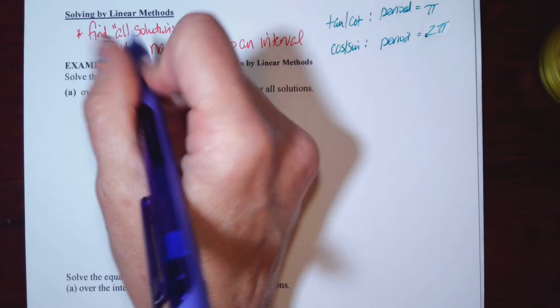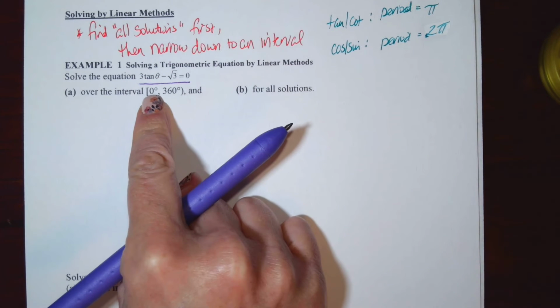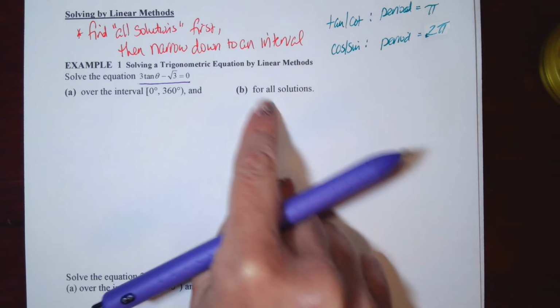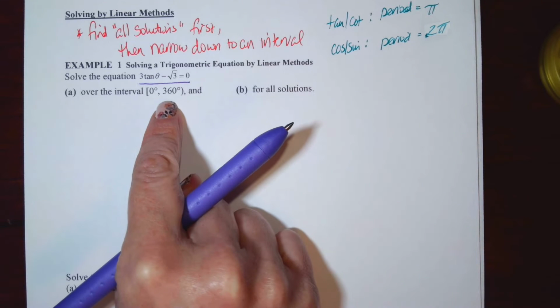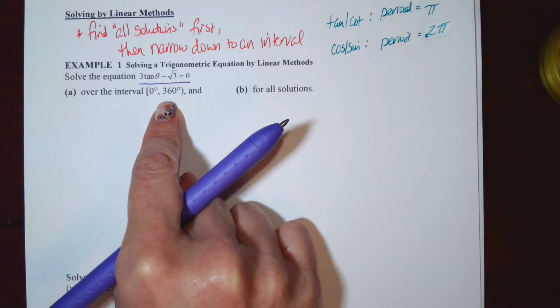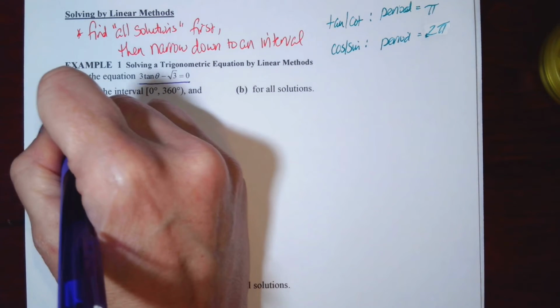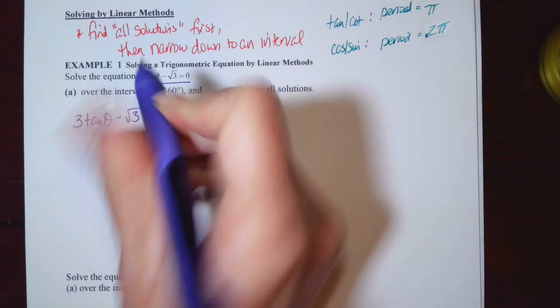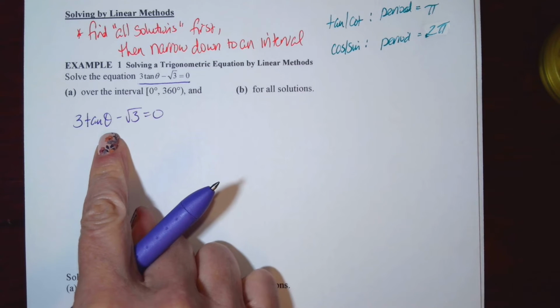We're going to solve this equation, 3 tangent theta minus square root 3 equals 0. We're going to find all solutions, and we're going to find the solutions within one rotation from 0 to 360 degrees. Let's start by solving. So our equation 3 tangent theta minus square root 3 equals 0, we want to solve for our unknown, which is our angle theta.